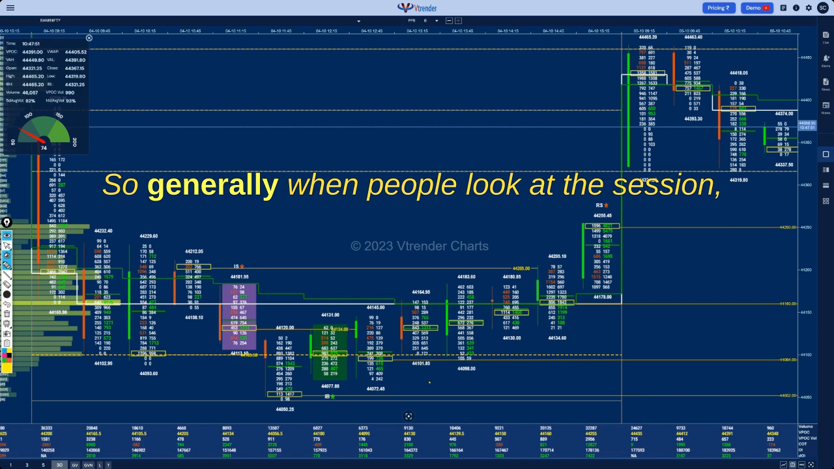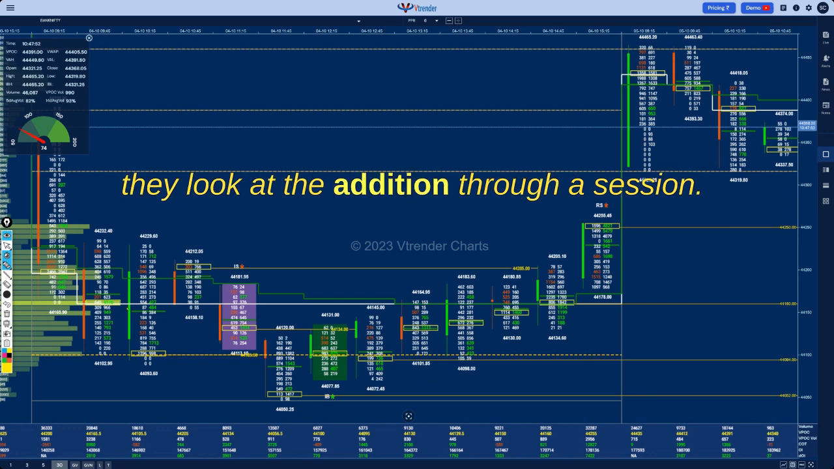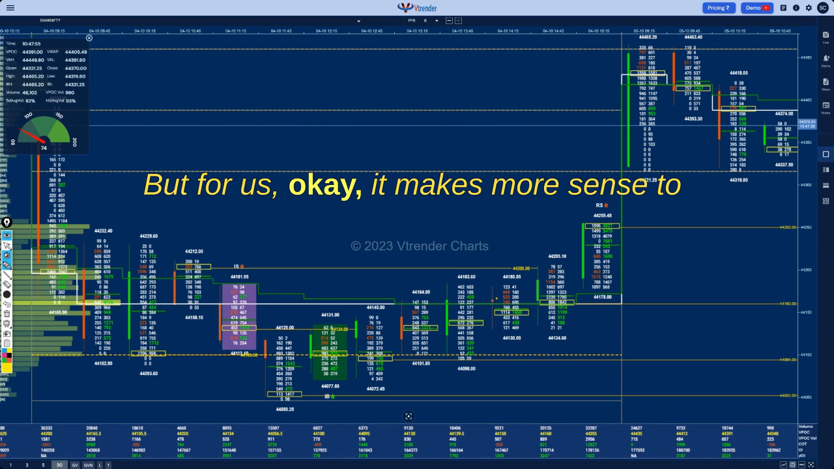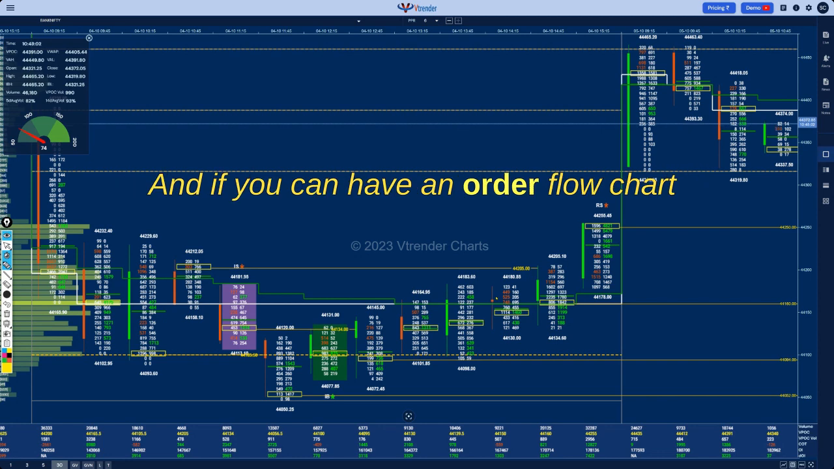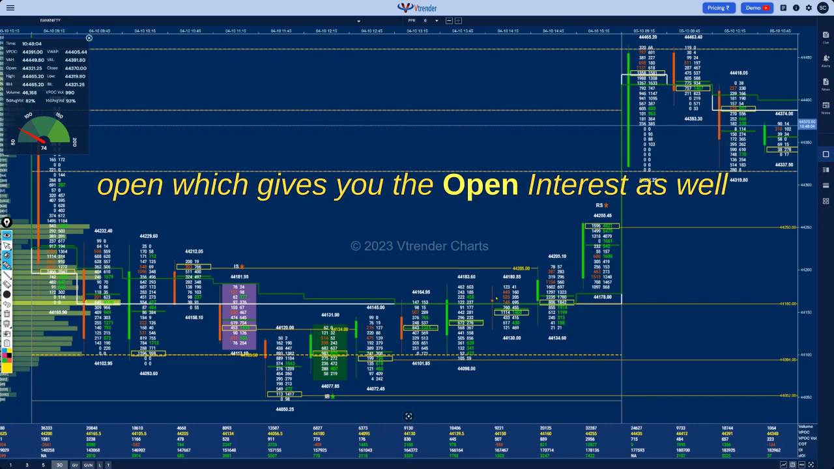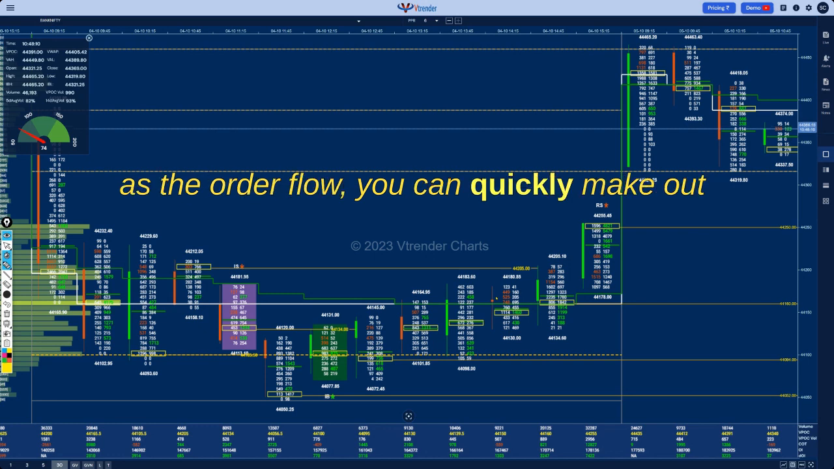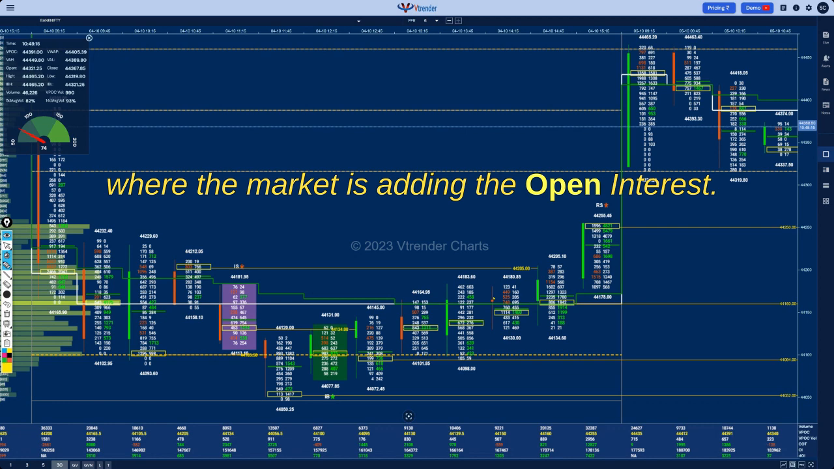Generally when people look at the session, they look at the addition through a session, but for us it makes more sense to find out where the open interest has been added. If you have an order flow chart open which gives you the open interest as well as the order flow, you can quickly make out where the market is adding open interest.